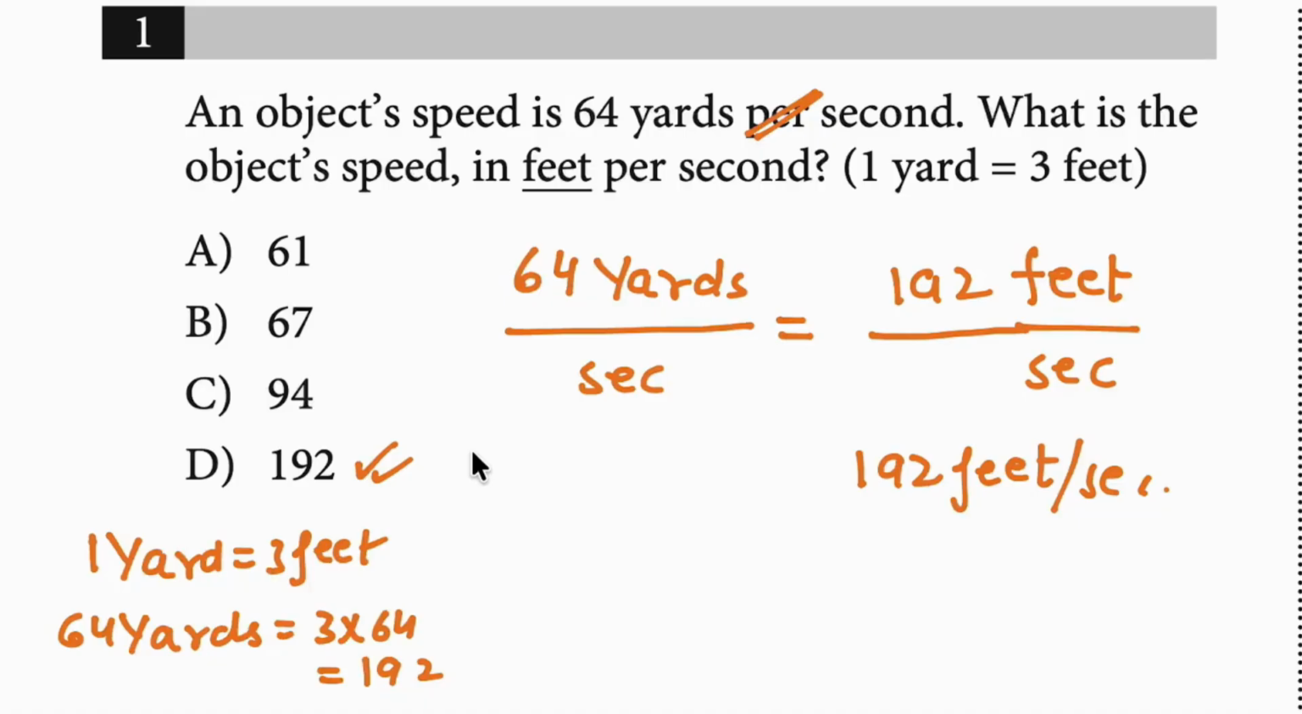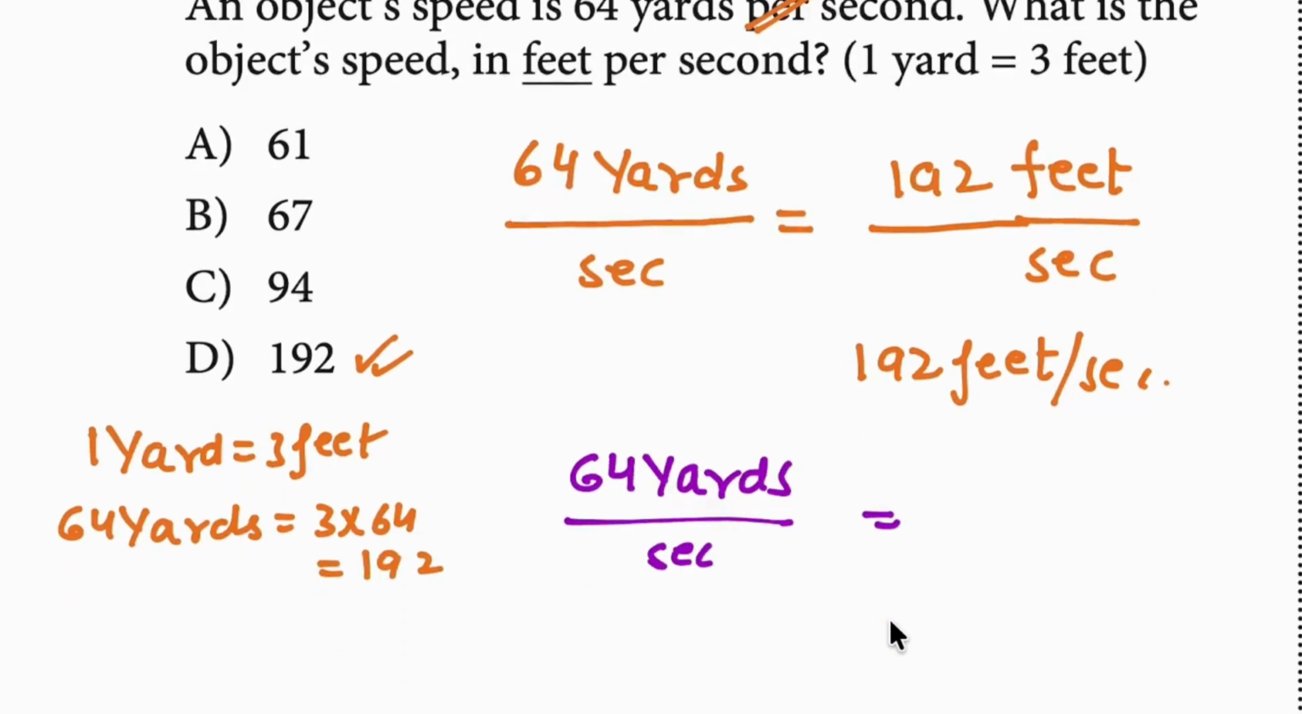Now the question is done, right? I am doing the concept a little bit more, so you can ignore this. If you want to go to the next question, you can, but I am explaining the concept. Suppose instead of feet per second, the question says convert it into feet per minute. Then how will you do it?